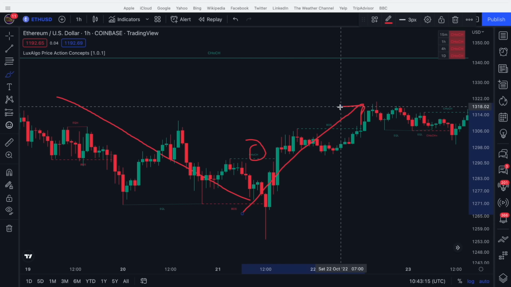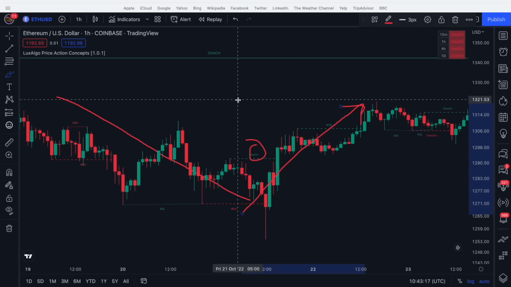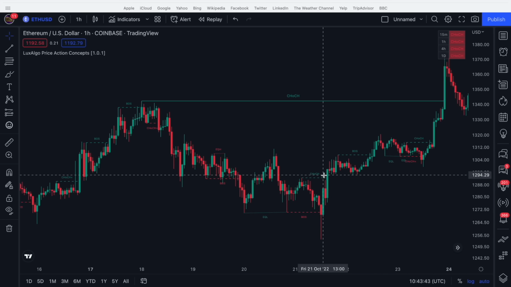The main difference between a CHoCH plus and a CHoCH is that a CHoCH plus is preceded. Before the CHoCH happens, there's an early sign of a market reversal, such as a failed higher high. So a CHoCH plus is a little bit of a more confident change in structure. But if you're a newer trader just getting to grips with these terminologies, you can use them in exactly the same way.